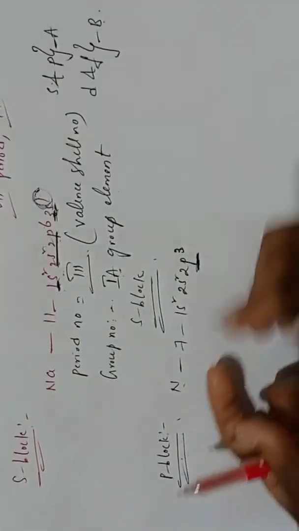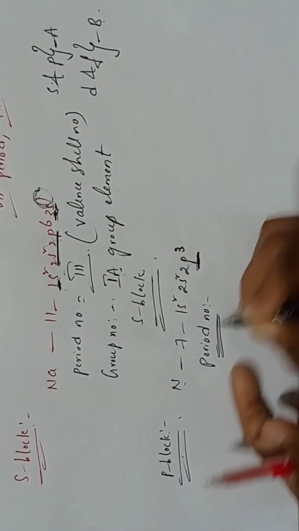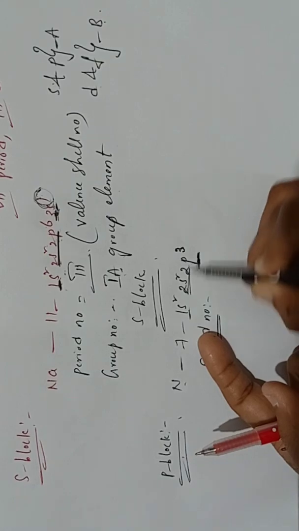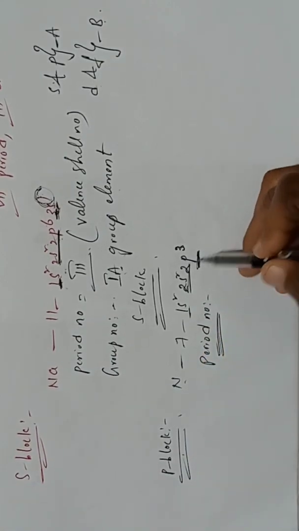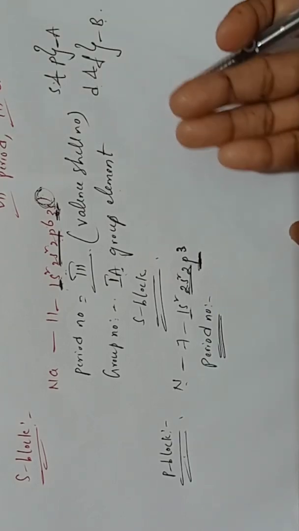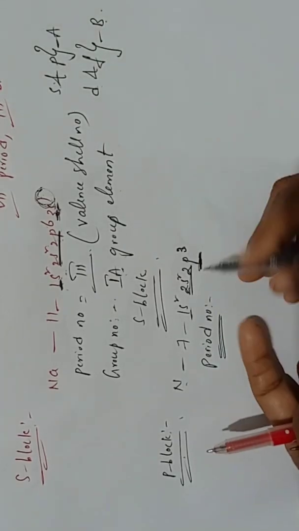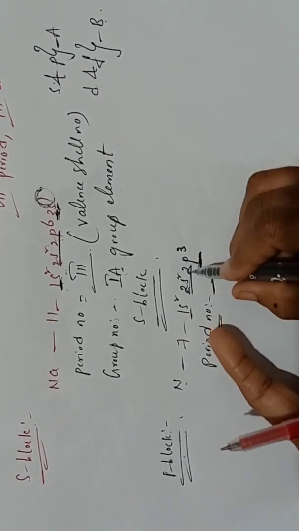What is the group number? What is the period number here? Period number is equal to what? First shell, second shell. Here 2 is there. This is completely the second shell. 2 shells, 1, 2. In 2 shells, which is the big number? 2 is the big number. So that is the valence shell number. The valence shell number is equal to second.